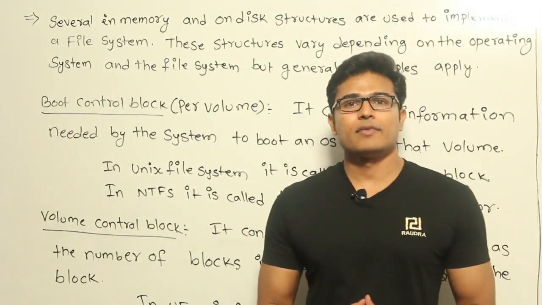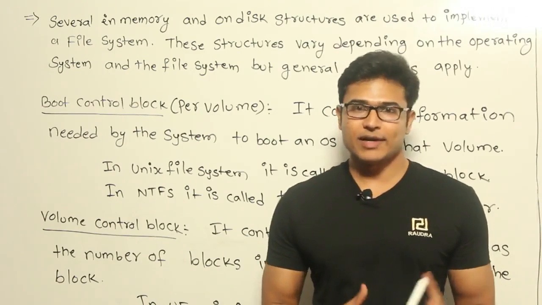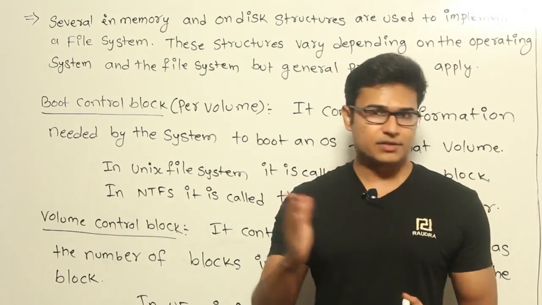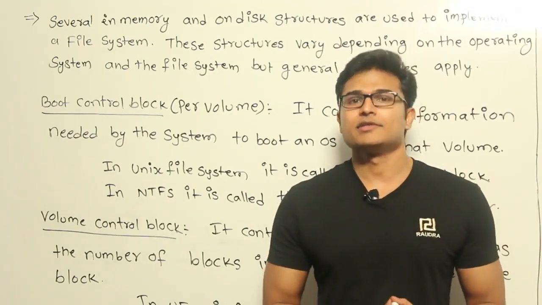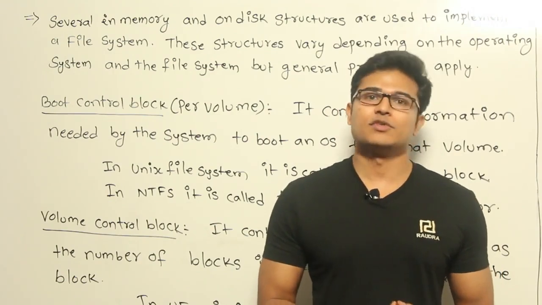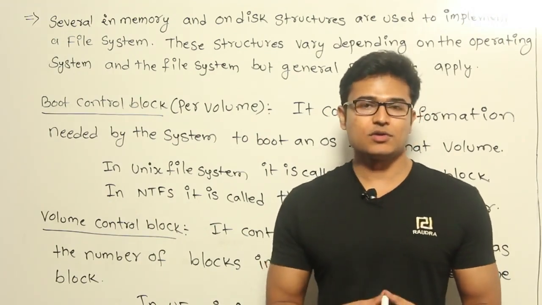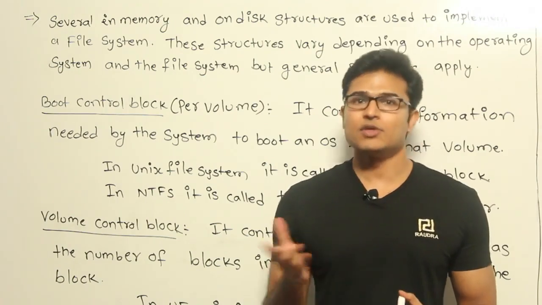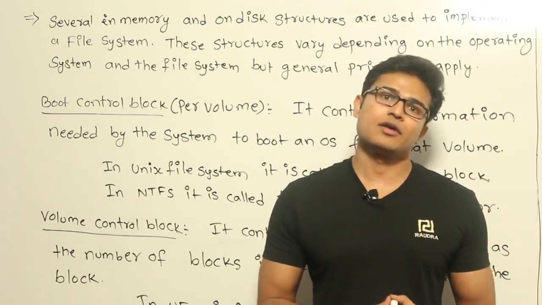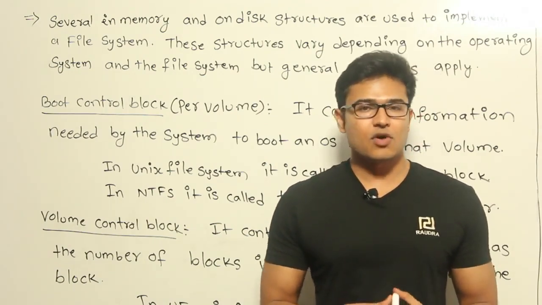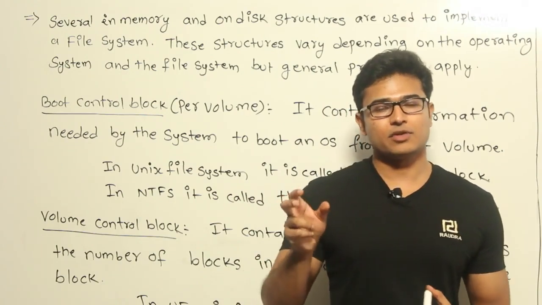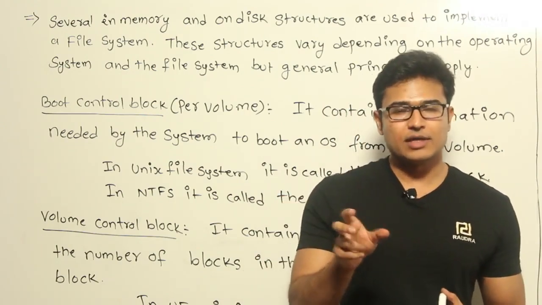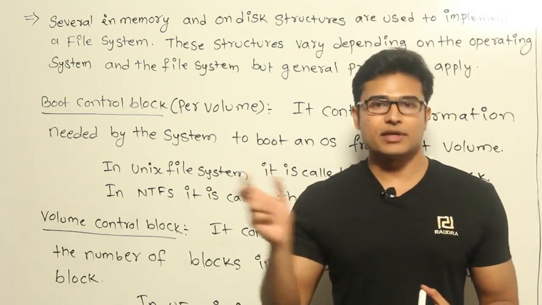Now, the data structures which are used by a file system will vary from file system to file system. For example, the file system used by Unix, UFS, is going to use a different structure from the file systems used by, let's say, Windows, NTFS or FAT, or EXT. Depending on the type of file system, each file system is going to use different data structures.